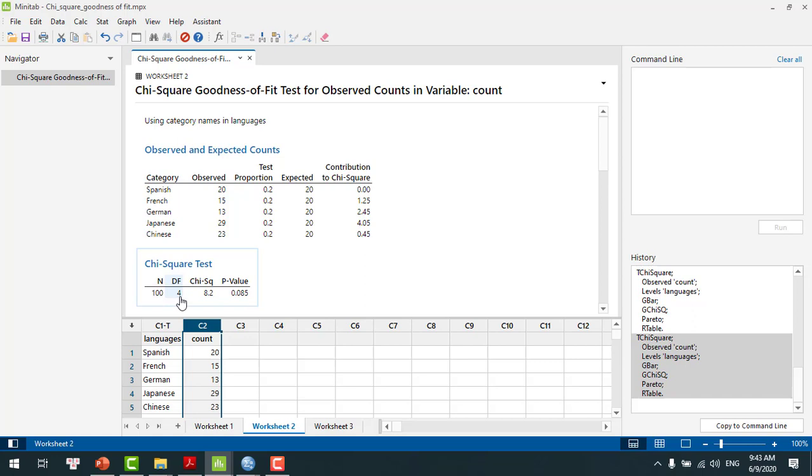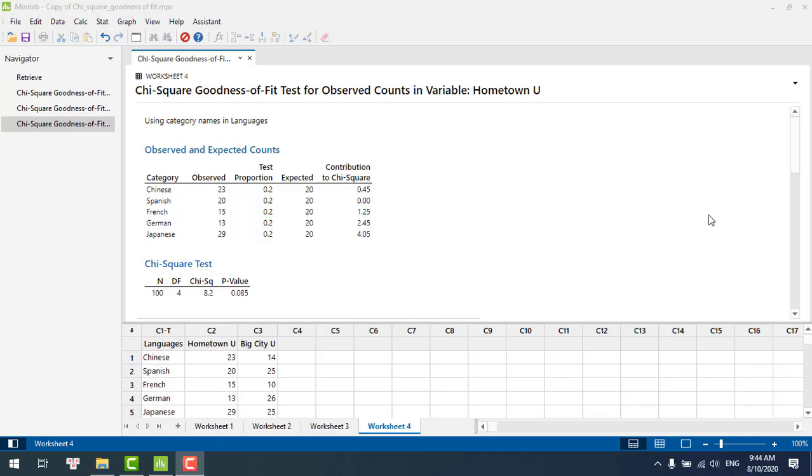How was the degrees of freedom determined? To determine the number of degrees of freedom, here notice that we have 4 degrees of freedom. What we do is we look at our categorical variable, and in this case we had 5 elements in our categorical variable. So we take that number and we subtract 1. So 5 minus 1 is 4. That gives us then 4 degrees of freedom for this particular test. Notice that here we got a chi-square of 8.2 with a p-value of 0.085. So p is higher than 0.05.